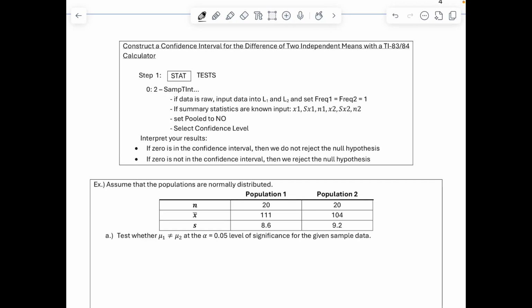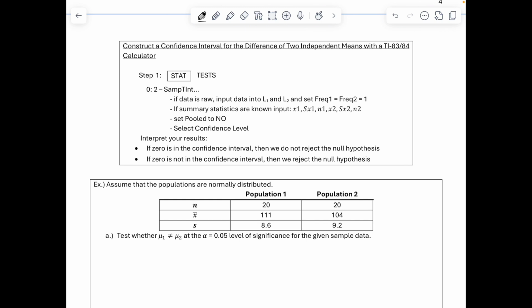This is the Chapter 9 Notes video part 2. So at the top of page 5, it says construct a confidence interval for the difference of two independent means with a graphing calculator. And again, we're using a TI-83 or 84 graphing calculator. So the first step is to go to stat, test, down to 2SampTInt, since this is using confidence intervals.